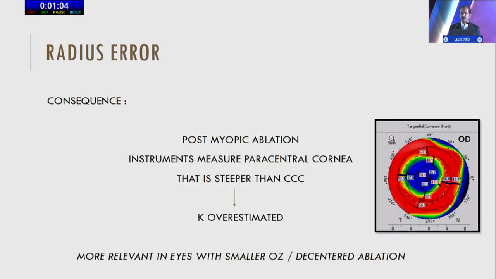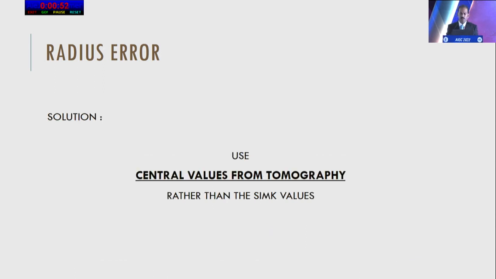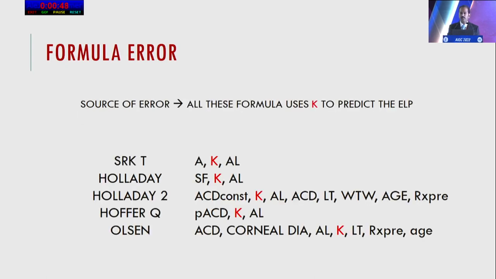Imagine the central cornea is already flattened and the paracentral cornea is steeper, so the K will be overestimated. This is more relevant in eyes with smaller optical zones and decentered ablations, which were very common with the older generation machines. So use the central values from the tomographer rather than a SimK value. Formula error: remember the keratometry is at fault. When you use the keratometry for the ELP calculation, all these formulas are going to be erroneous.